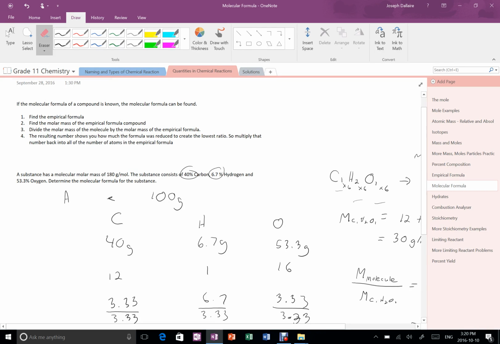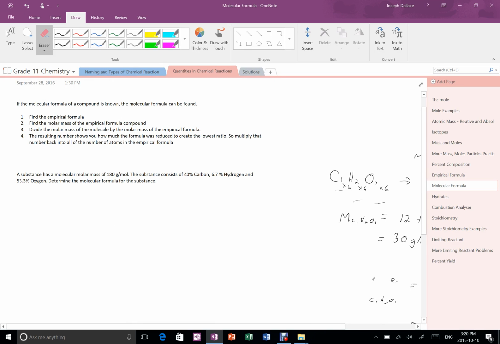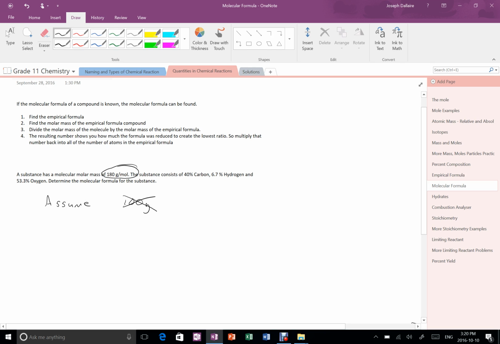Just going to erase everything we've done here. Okay, the trick is this. What if instead of assuming 100 grams, we assume the actual molar mass? It's going to make turning these percentages into masses a little more difficult, but the big advantage to it is when I get the answer, it's going to spit out the actual molecular formula right away because I've assumed that I have 1 mole of the substance instead.